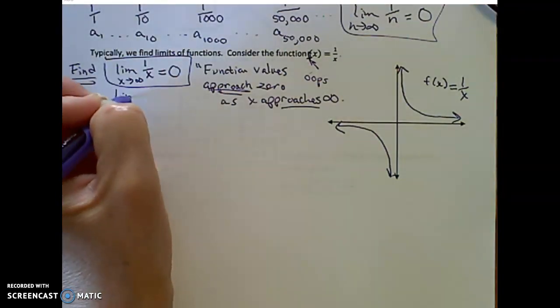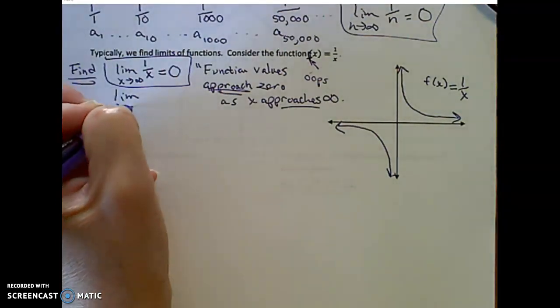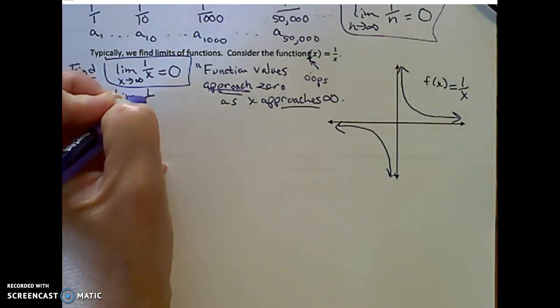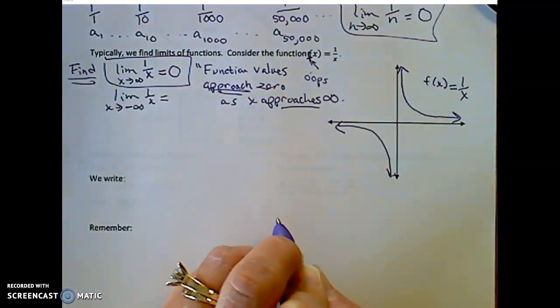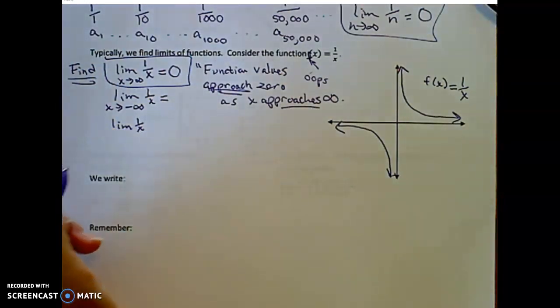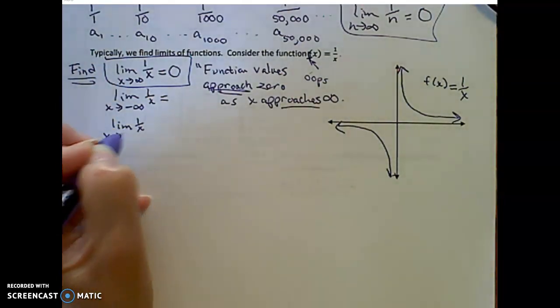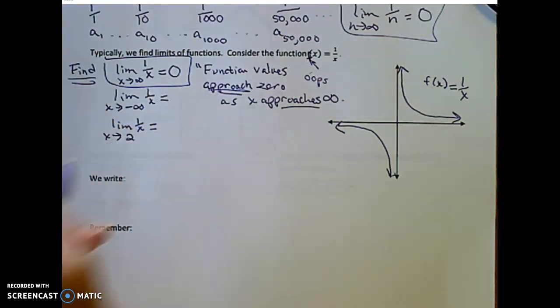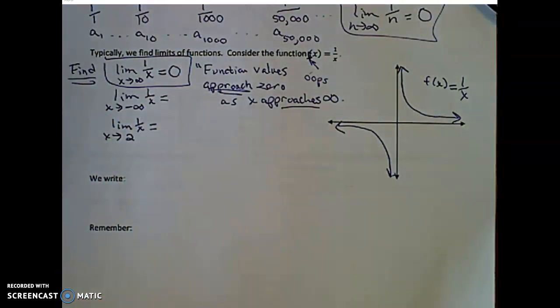Can you please find the limit as x approaches negative infinity of that function? Or could you find the limit of that function as x approaches 2? Pause and evaluate those two limits. What are the function values approaching?